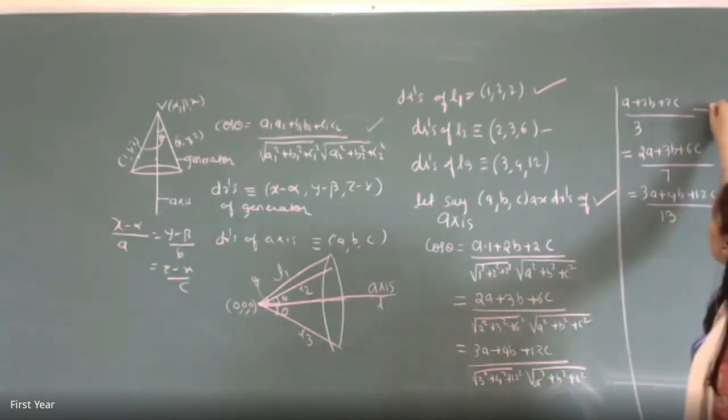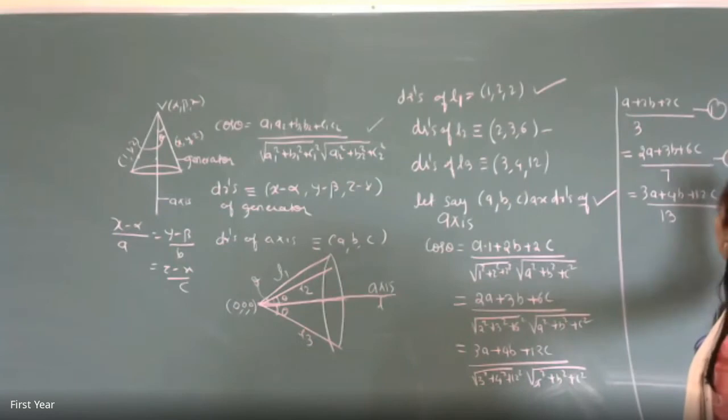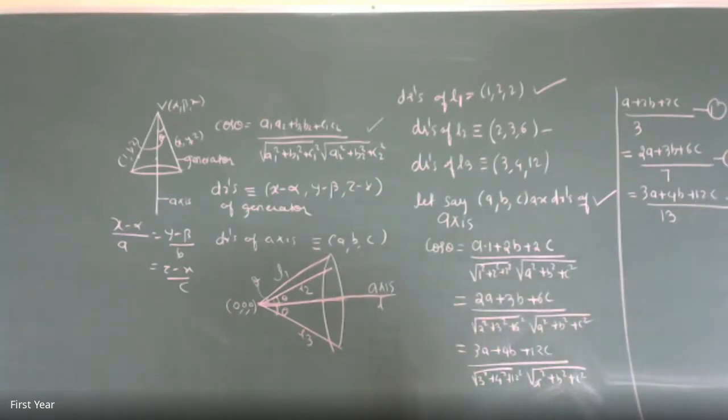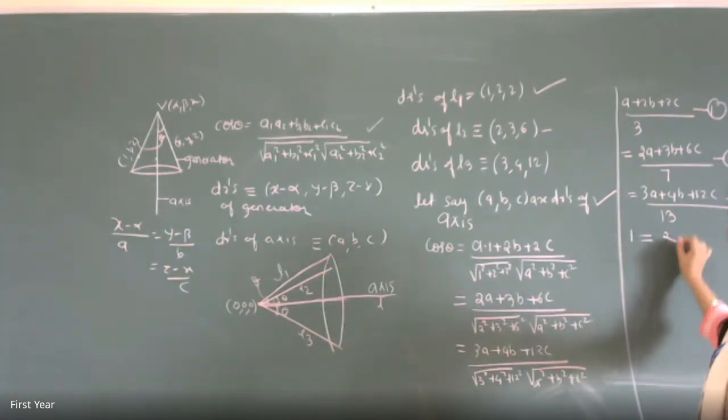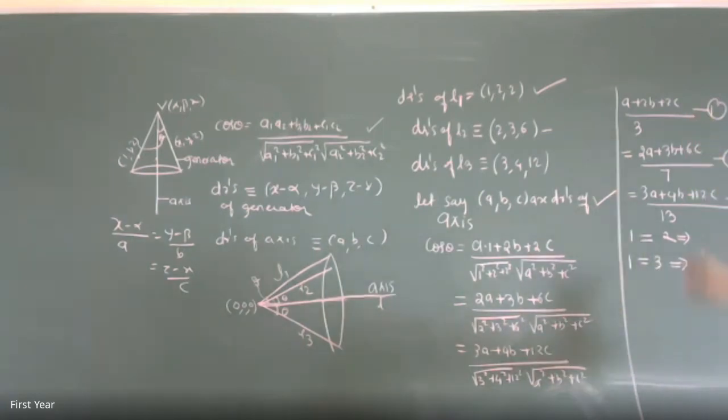So now compare 1 with 2 and compare 1 with 3, you get two equations. Use Cramer's rule and get the value of ABC. Comparing 1 with 2, you get one equation. Comparing 1 with 3, you get another equation. You have to use all three and try to solve because this is in ratios. You need at least two equations for finding the three unknowns.